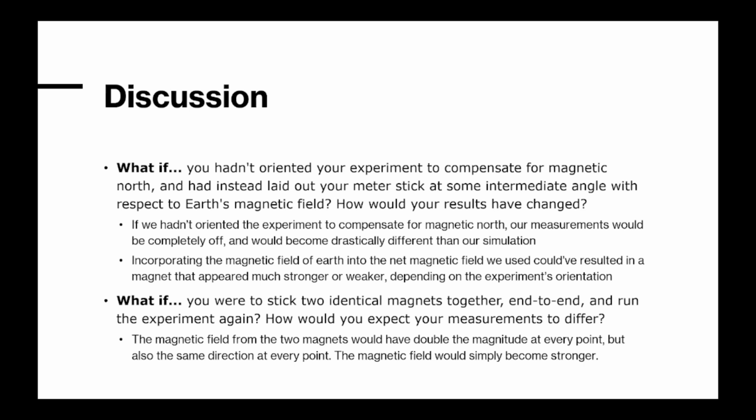And so if we were to stick two identical magnets together end to end, what would happen? Well, it's simply just that the magnetic field would become stronger. The directions at every point would stay the same. It's just that we double the magnitude at every point.